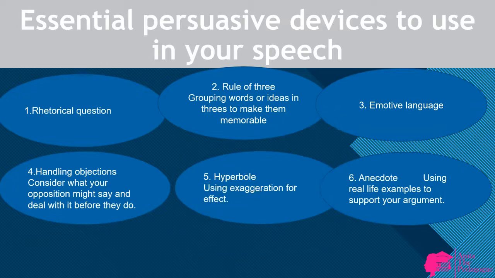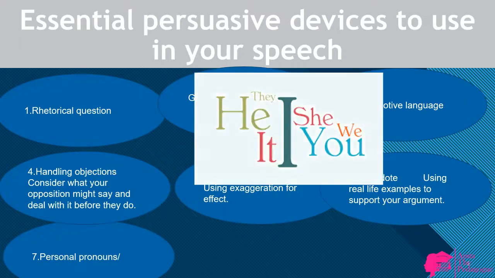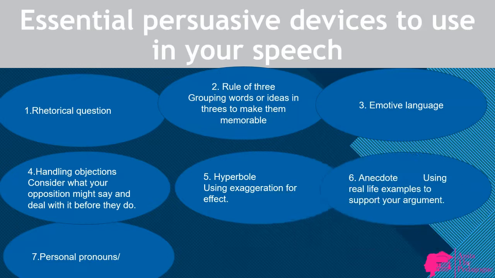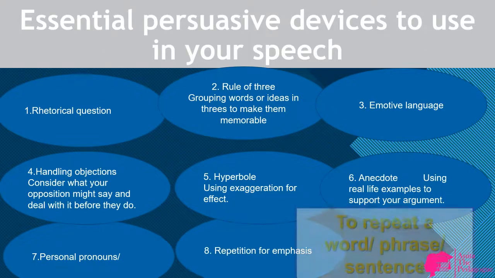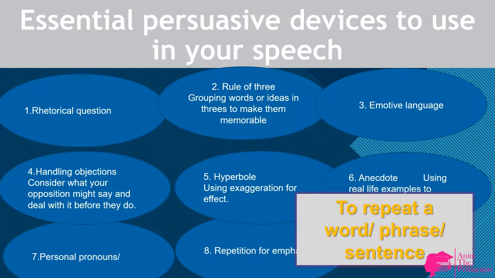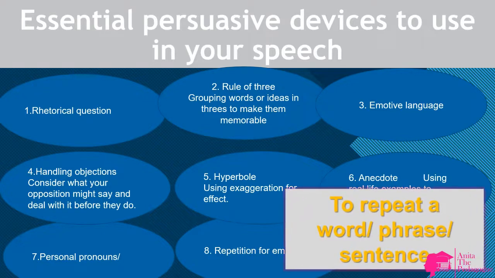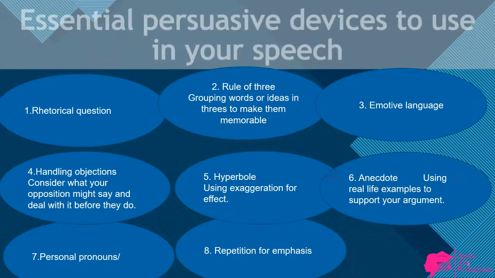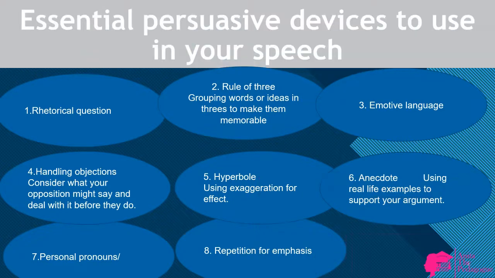Personal pronouns. Use personal pronouns for inclusiveness to help your audience know that you are including them in the speech or in the argument you are making. Repetition. Repeating some words, phrases, or sentences for effect in your speech helps your audience to know that you are emphasizing an idea or a point which you want them to take note of.